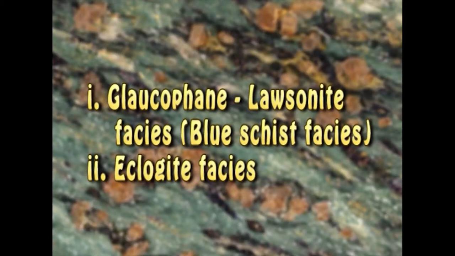The Abukuma type is named after the Abukuma region in Japan, and is similar to the Buchan type of the Dalradian. The facies of very high pressure are listed below in order of increasing temperature and pressure of metamorphism. First, glaucophane lawsonite facies, that is also known as Blueschist facies. Second, eclogite facies. Now, first I will take up the glaucophane lawsonite facies, that is also known as Blueschist facies.